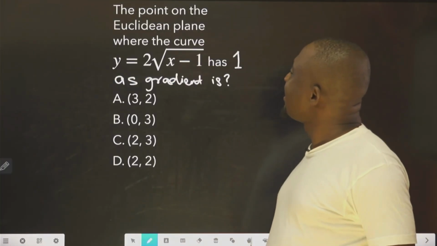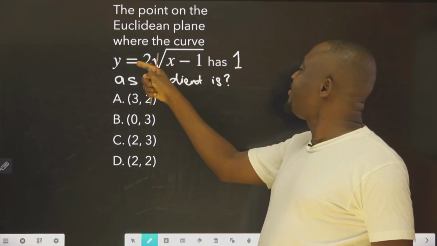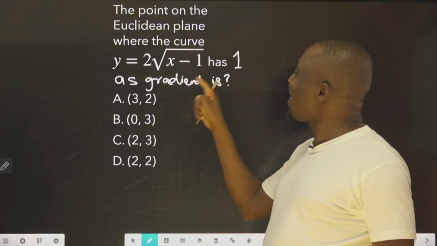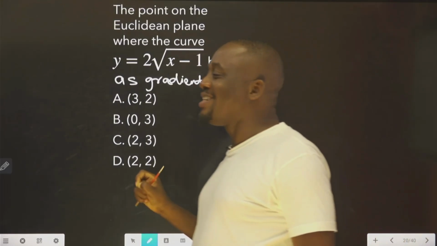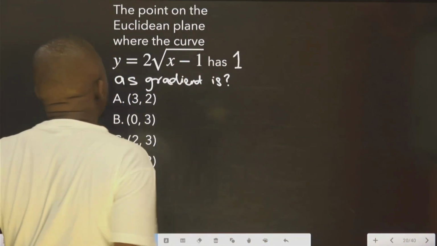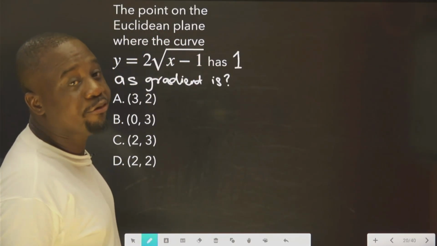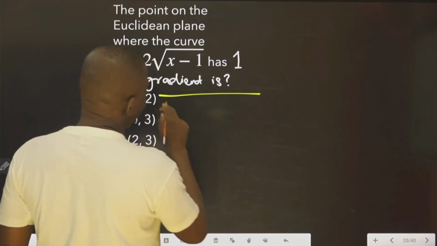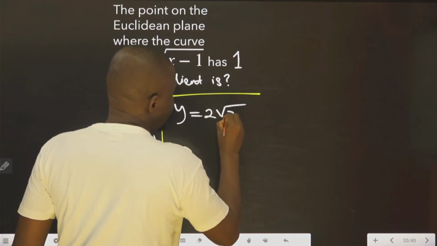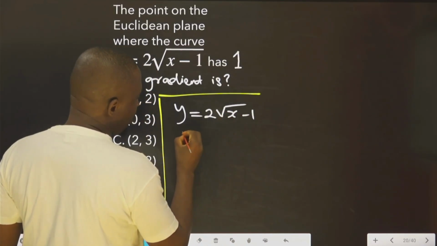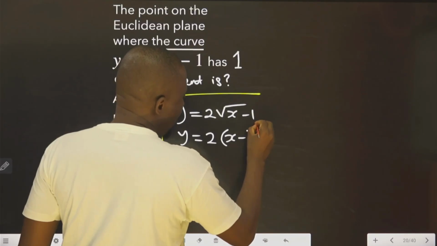Look at this question. It says, the point on the Euclidean plane where the curve this has one as gradient is what? All you have to do here is to differentiate. Before you differentiate, let's first of all get this. Okay? This simply means what? Raised to power 1 over 2.